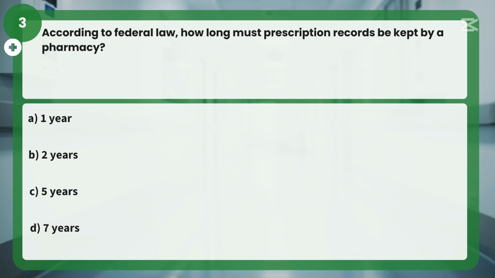Question 3. According to federal law, how long must prescription records be kept by a pharmacy? A. 1 year. B. 2 years. C. 5 years. D. 7 years.